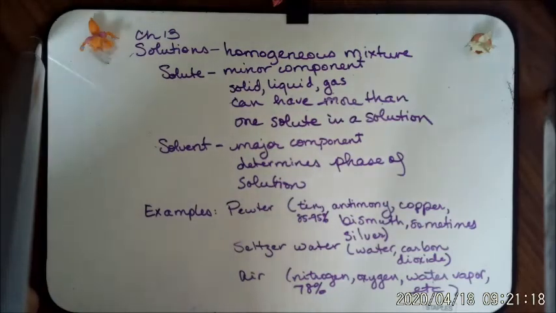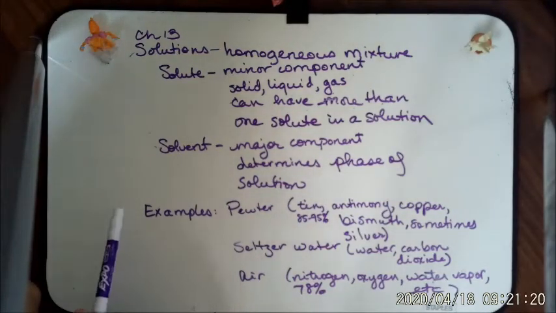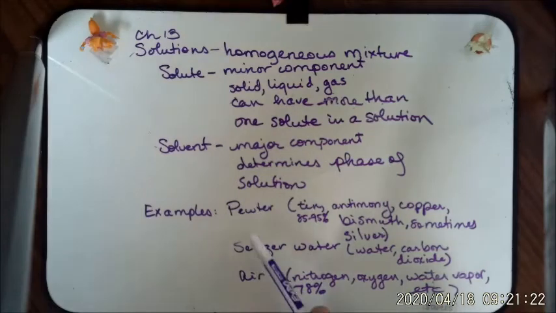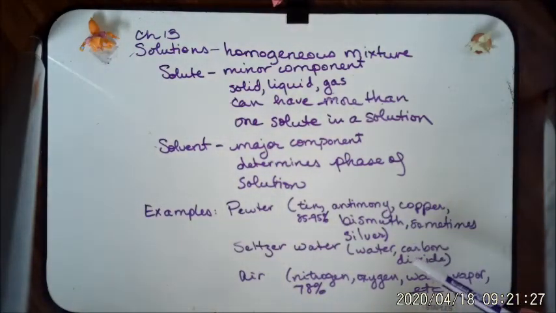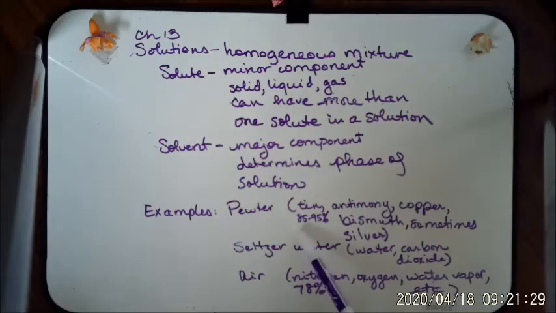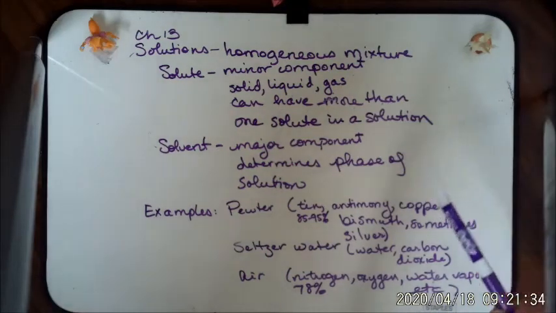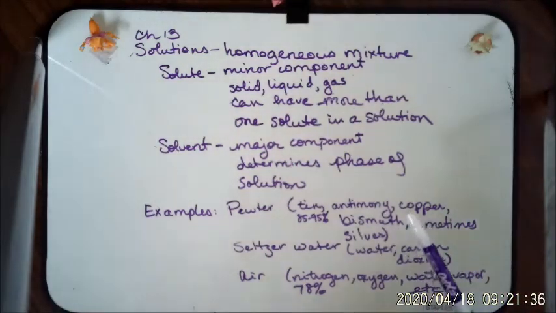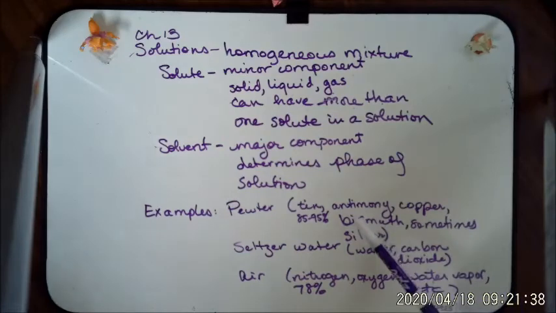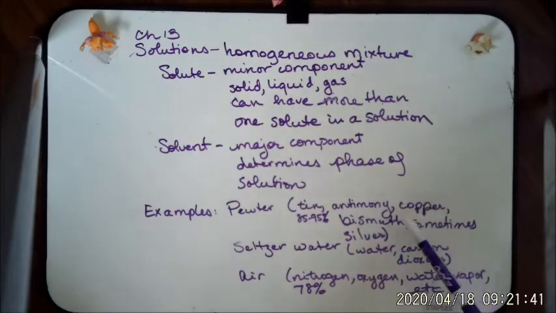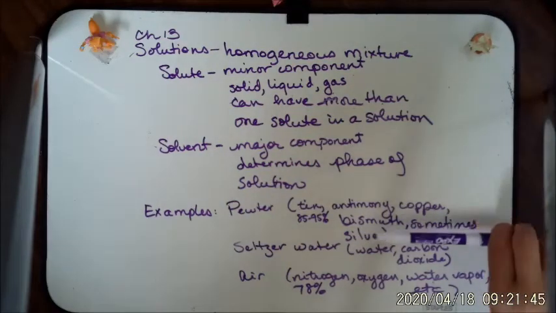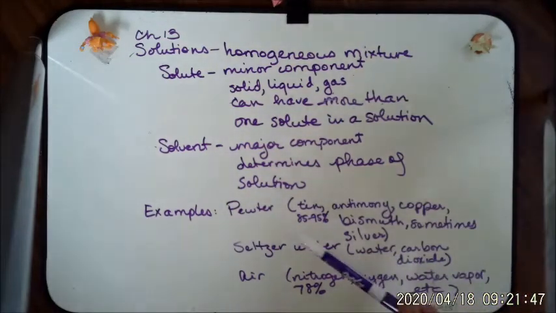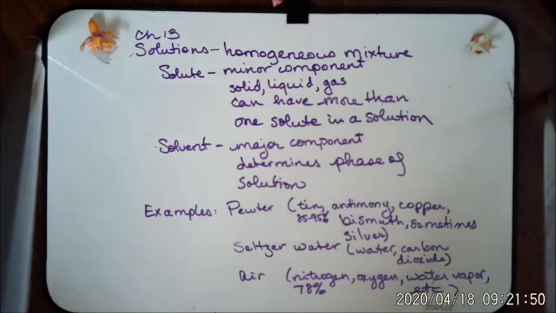So, and that determines the phase of solution. So in other words, for example, here in pewter, it's tin, antimony, copper, bismuth, sometimes silver. And tin, being 85 to 95%, is going to be my solvent. And these are 8%, 2%, smaller than that. So these are all my solutes, okay? And since tin is a solid, pewter is a solid.